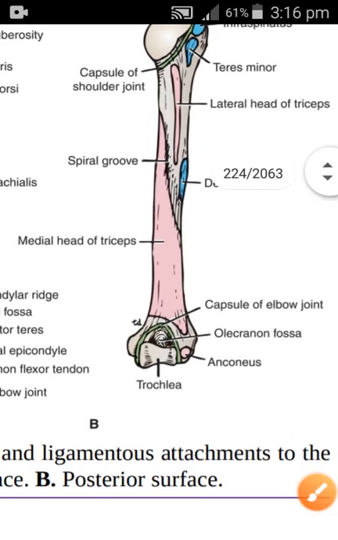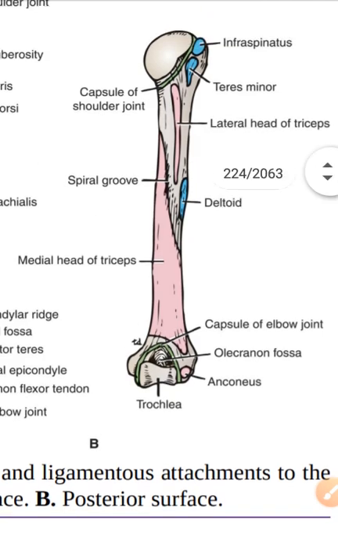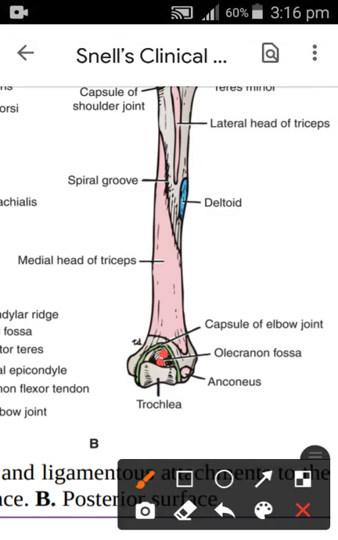Then there is another muscle, and anconeus is attached here, and here is the other most important structure, the olecranon fossa, and this is the trochlea.